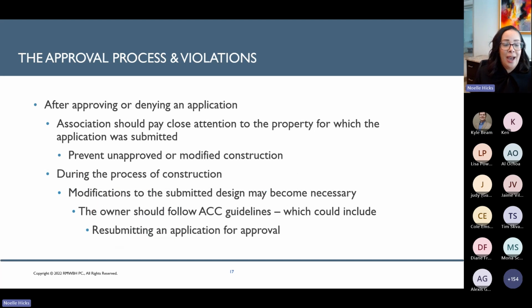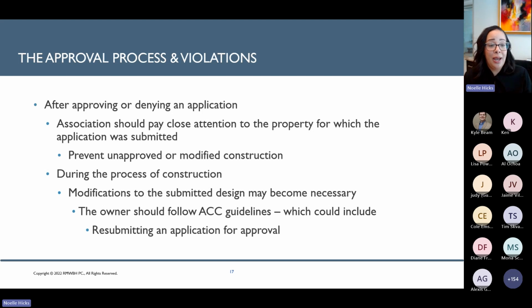So after we have submitted our application, the application has been reviewed, and now we're getting to the point where we're going to approve or deny an application. So let's say that we've approved it, and the homeowners can go ahead and start moving forward with the construction of their outdoor backyard kitchen, right?